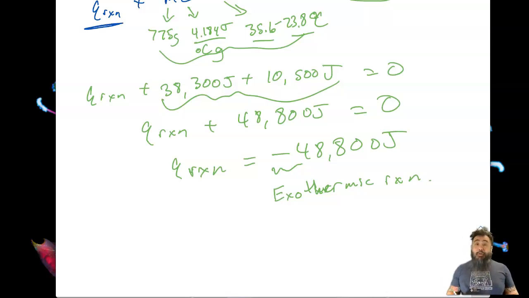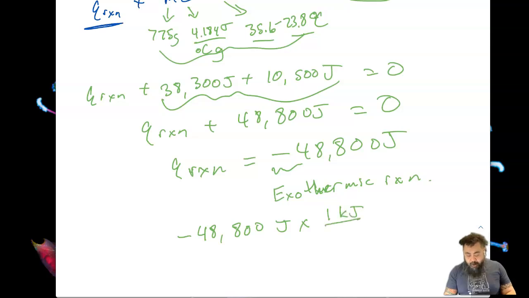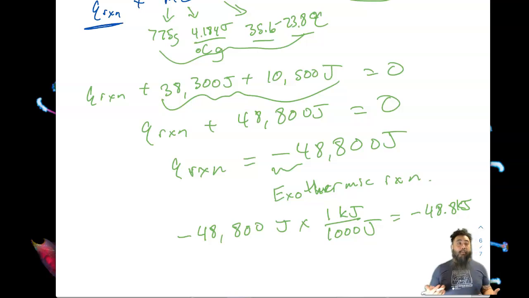A lot of times we will actually report these values in kilojoules. So make sure you look at your answer to see what units you're going to use, because you may have to convert this minus 48,800 joules into kilojoules. There's 1 kilojoule for every 1,000 joules. I never skip writing these dimensional analyses. So you will get a final number of minus 48.8 kilojoules. You'll have to look at your problem to see which value you might be calculating, whether it is kilojoules or joules.